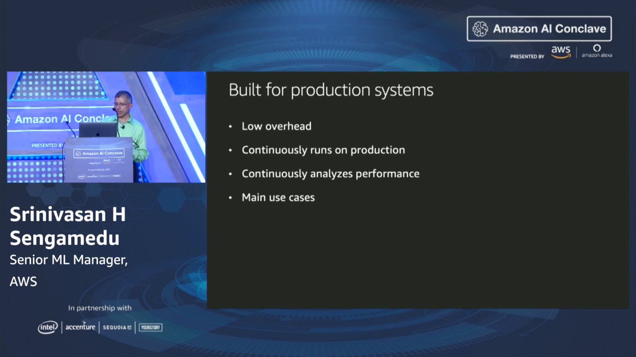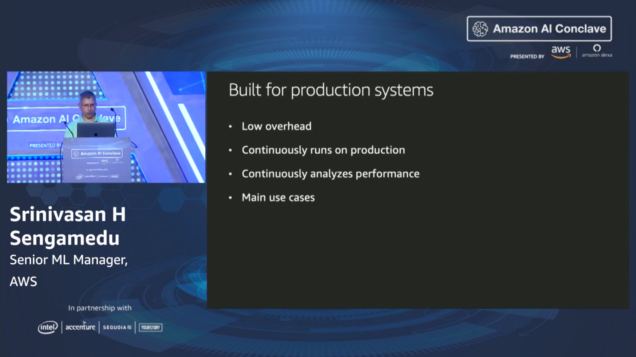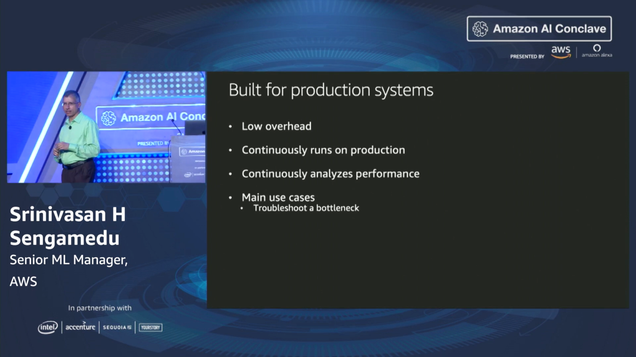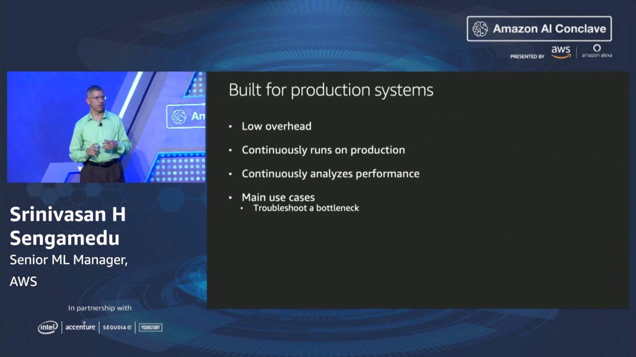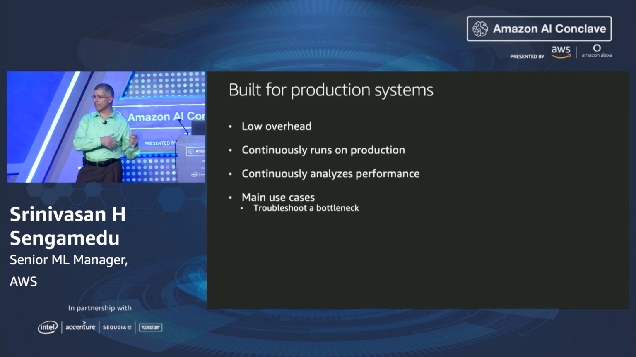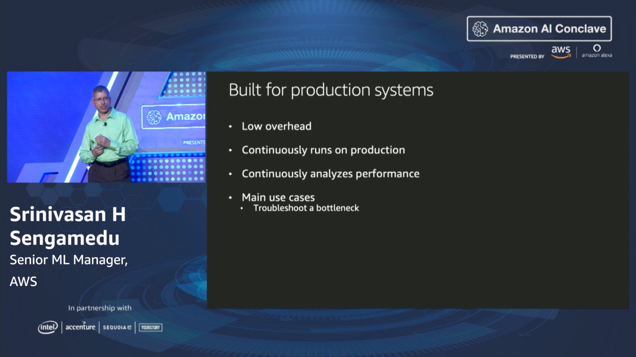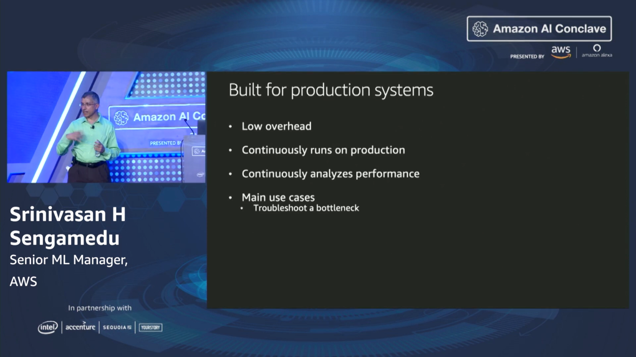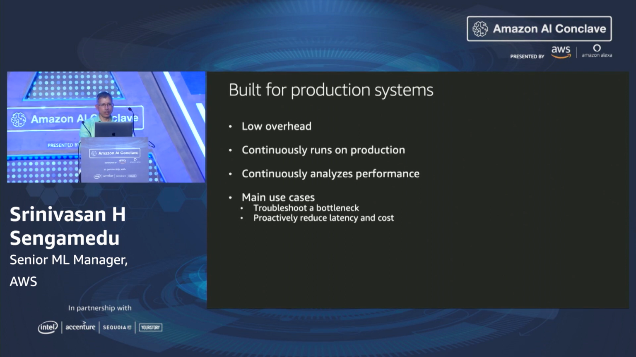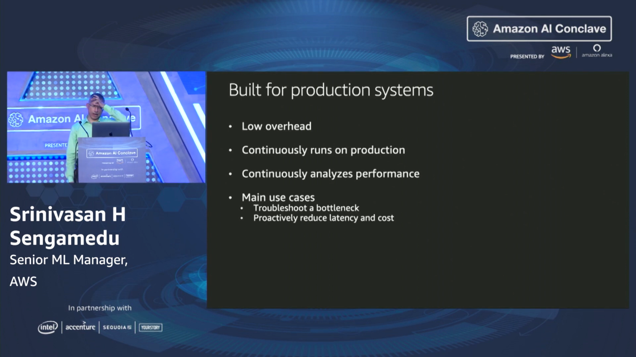And there are several ways you can use CodeGuru Profiler. The first one is to troubleshoot a bottleneck. So suppose you are seeing certain trends in production which you are not happy with. Since you have the data about the normal running application and also the application which is not performing well, you can analyze it and identify and address the problem. So this is more of a reactive use, and the other one is a proactive use.